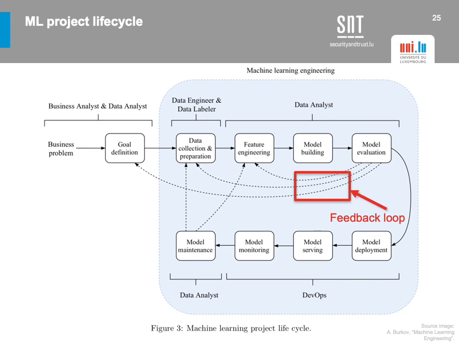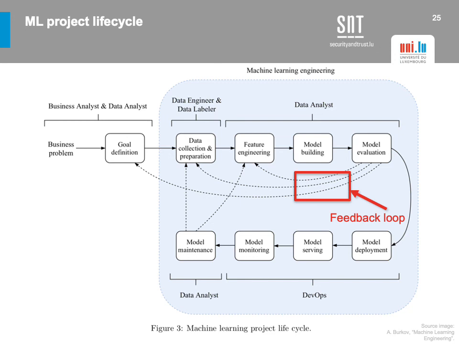One thing that you can see here in the machine learning lifecycle is that there are some arrows that point from the model evaluation to the feature engineering, to the data collection and preparation, and to the goal definition. You can call these feedback loops. So you evaluate your model, and once you evaluate it, you may see that you need, for example, more data. So you go back to feature engineering and you add some data.